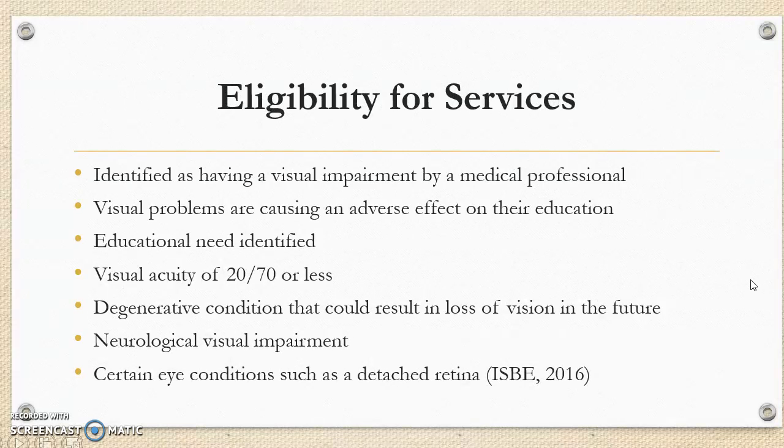A student between the ages of 3 and 21 is eligible for services if they have been identified as having a visual impairment by a medical professional, their visual problems are causing an adverse effect on their education, there is an educational need identified, visual acuity is 20/70 or less, restricted vision of 50 degrees or less, or a degenerative condition that could result in loss of vision in the future. They might have a neurological visual impairment, or they could have a certain eye condition, such as a detached retina, which could put a student in temporary placement depending on their condition.